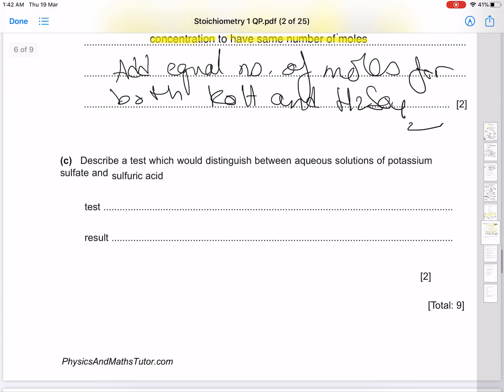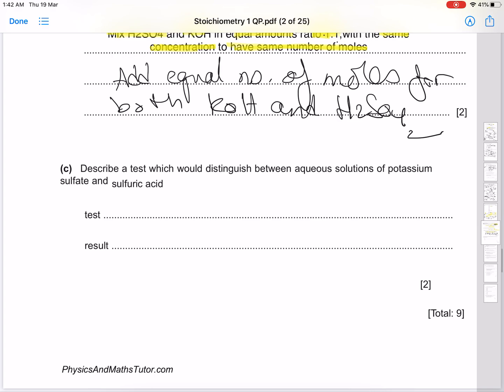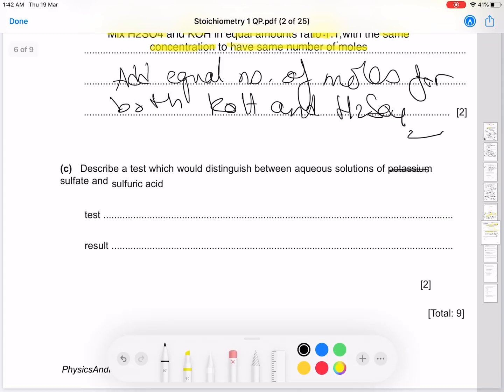Okay, then they want you to describe a test to distinguish between potassium sulfate and sulfuric acid. So basically that's a test to distinguish between, don't panic, don't say I don't know that, this is an acid, right? And that's a salt. You just need to differentiate between the acid and the salt.